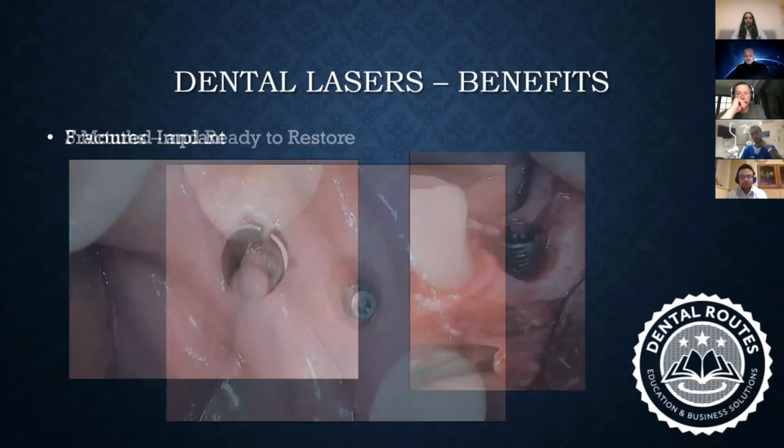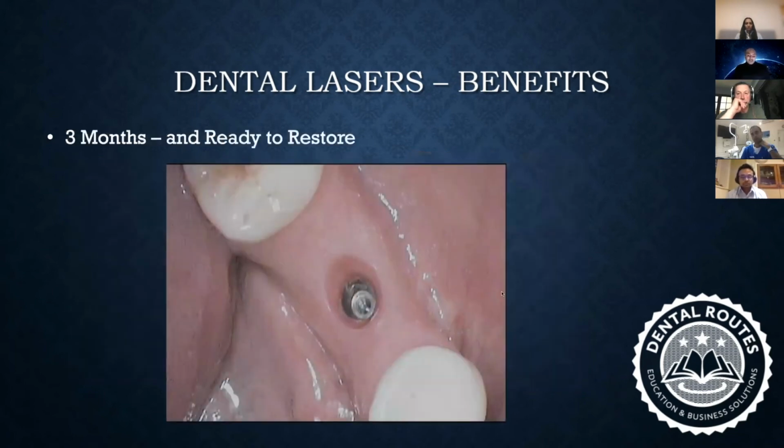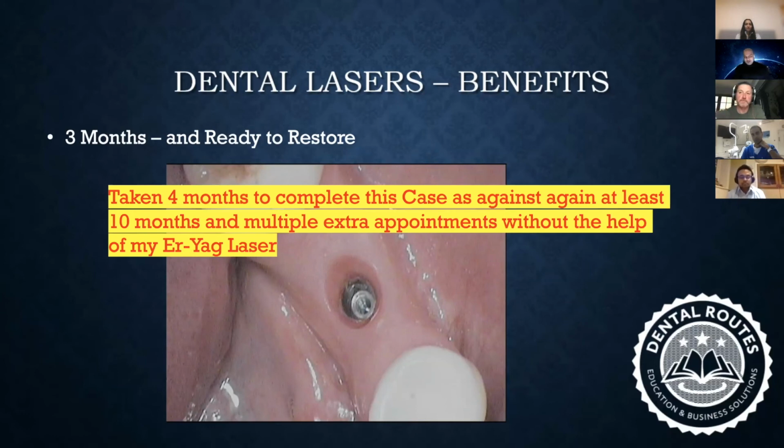And 3 months later, this is what you see. A wonderfully healed socket, a wonderfully healed soft tissue. All I need to do is to take the impression and the tooth is back again. So the bottom line is very simple. Taking 4 months to complete a case like this, as against 10 to 12 months and multiple appointments, is what my dental laser allows me to do.